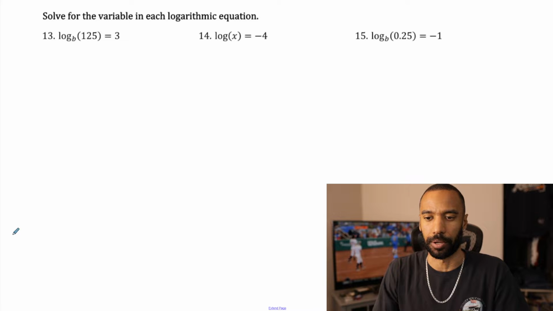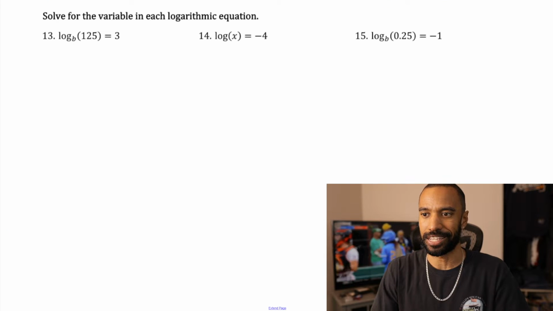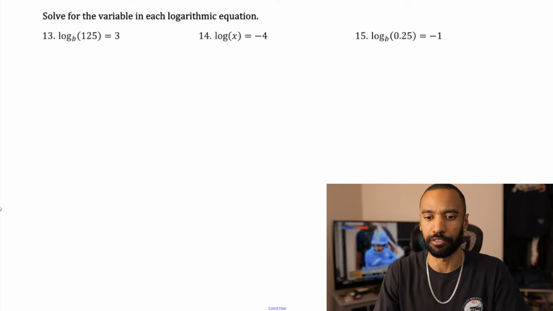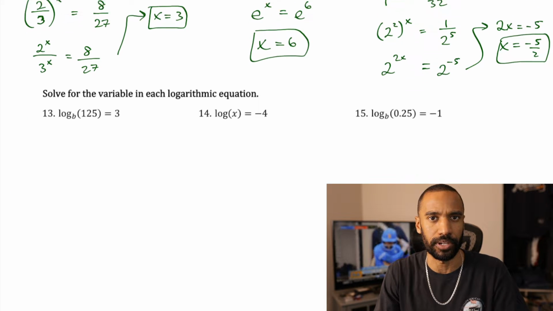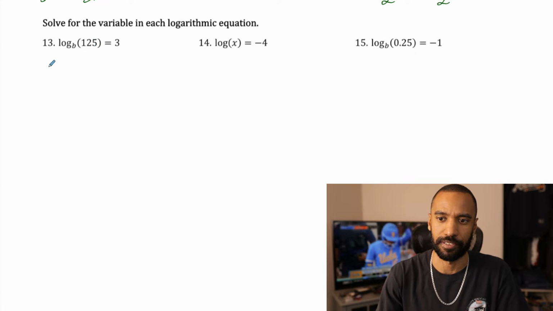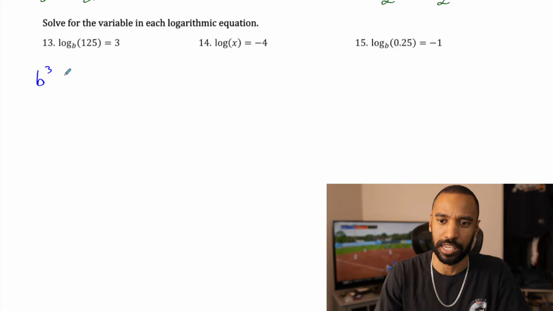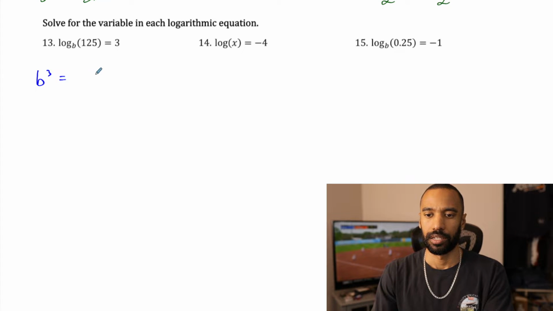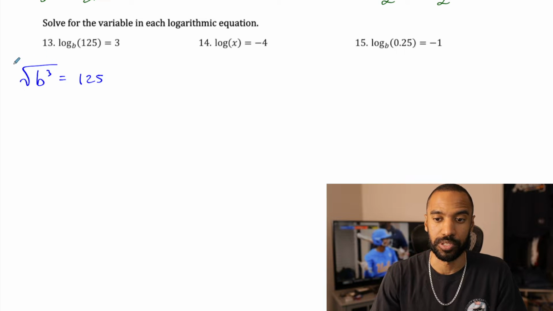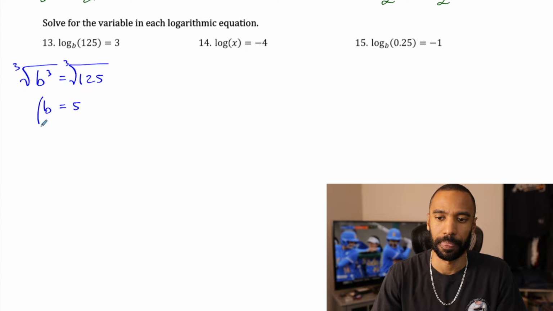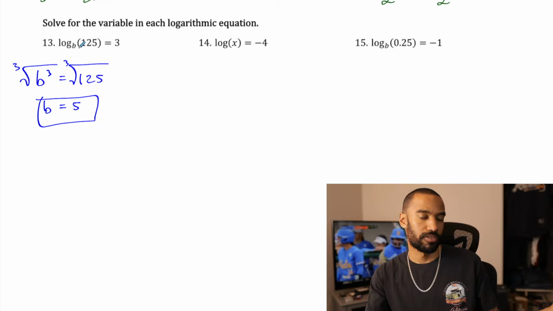All right, here we go. Solve for the variable in each logarithmic equation. This might be a little different from these, because now you're not solving for the exponent, you're solving for the missing base or the missing value. Log base b of 125 is 3. That means that b cubed is 125. If you want to solve this, you would take the cube root of both sides, and you would end up getting b as 5. So the base that would go there is 5.